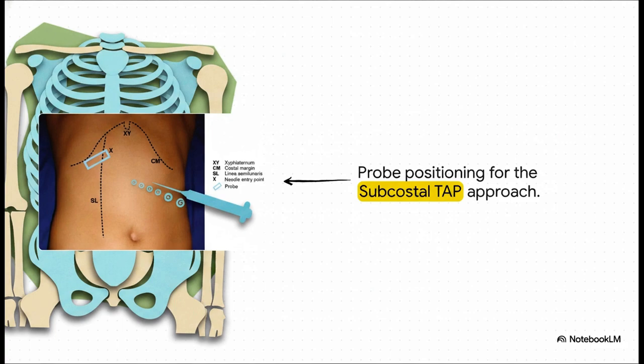Your goal here is to deposit your local anesthetic in the plane just posterior to the rectus muscle, letting it extend laterally out into the Transversus Abdominis Plane. It is a really fantastic technique that gives you incredibly robust upper abdominal coverage, making it an absolute favorite for biliary surgeries like open cholecystectomies.